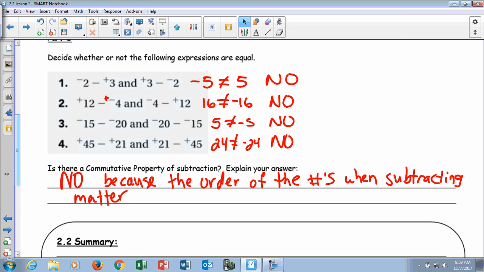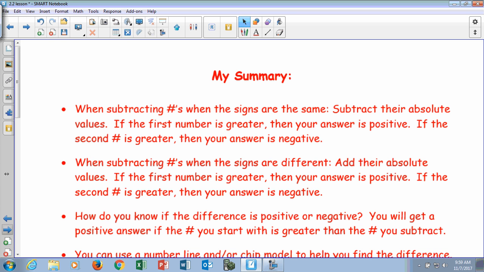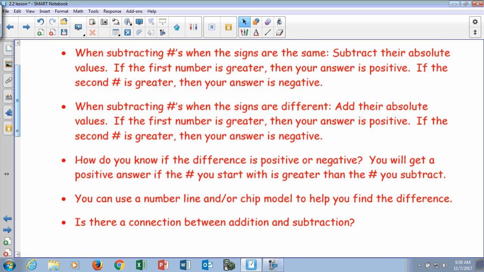So if you notice, I've got the summary here on the back page. So this is kind of what we got out of this section, right? Notice it's on your back page. You don't have to write this. So when subtracting numbers, when the signs are the same, subtract their absolute values, right? So if the first number is greater, your answer is positive. We had just written that, right? If the second number is greater, your answer is negative, right? We talked about the double negative, right? It says you can use a number line or chip model. We kind of figured that out to help find the differences, right?